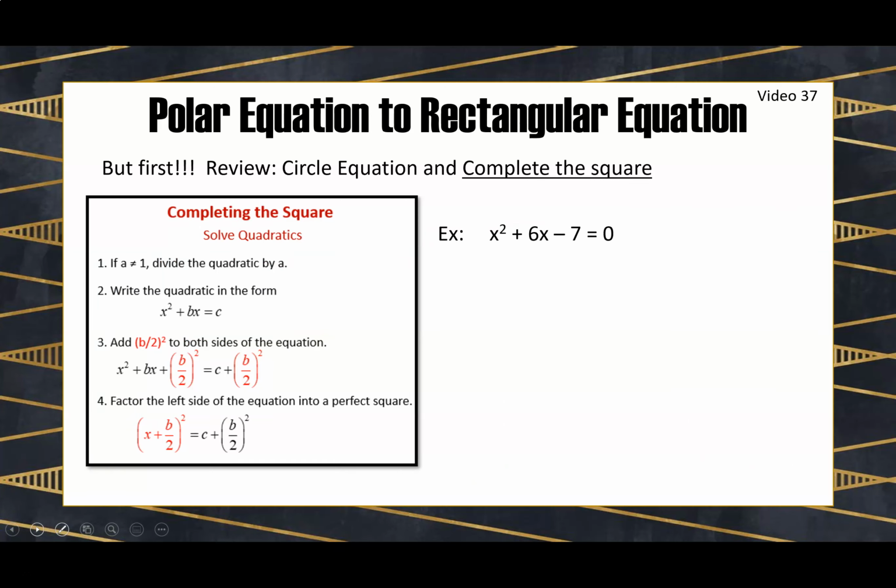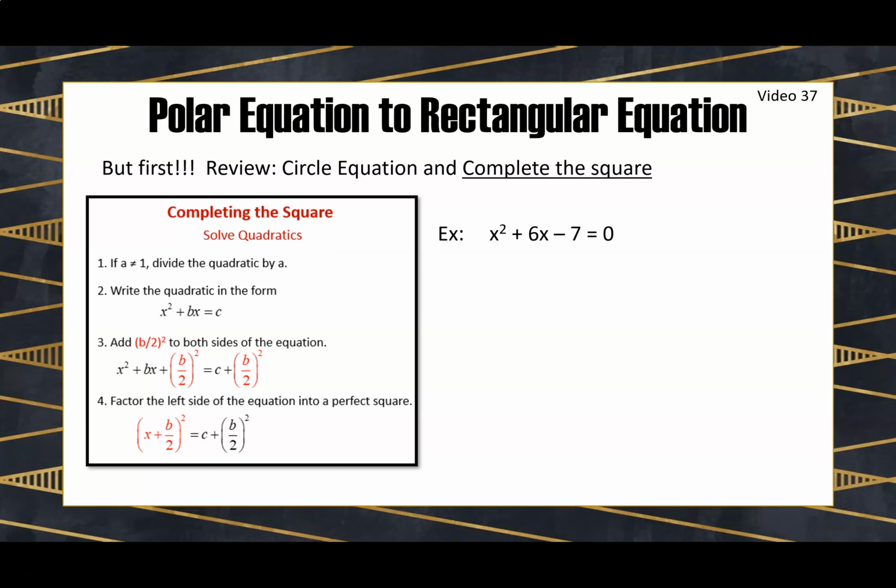All right, now I'm going to review completing the square. So here are the steps right here. First, we have to make sure that our a is 1. In this case, it is. But if it's not, you should divide everything by the value in front of x squared to make sure it is. You won't have an issue in the problem that we do next.